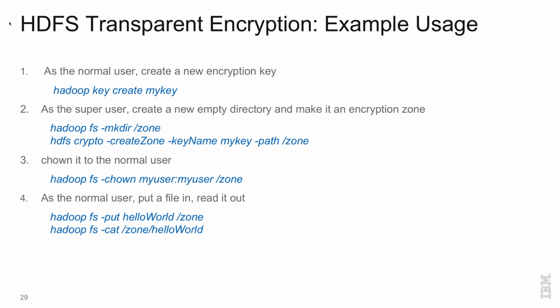So here's the example. For the normal user, first you need to create your encryption zone key and create an encryption zone. There's a command line utility to do that. Then after you set up the encryption zone and make sure the correct users have access to that zone, the normal user just does exactly what they did before with normal operations. Everything is transparent to the end user.